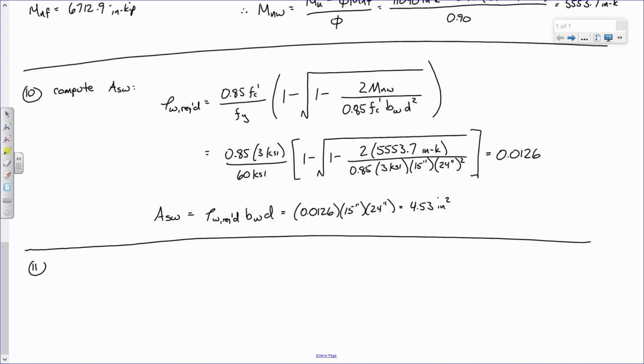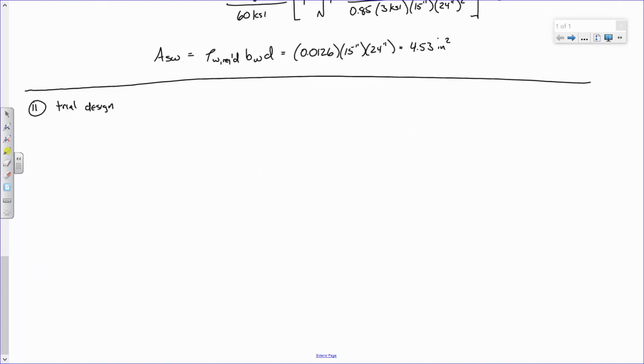Okay. So, step 11. So now we can go into trial design. Now, refresh my memory. What was ASF? 4.97 inches squared. What was ASW? 4.53. So what that means is we have to choose a steel pattern that meets both those requirements. So add those up and what do you get? So we'll call that AS required.